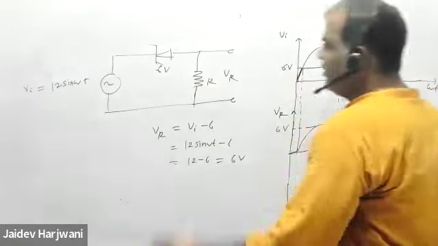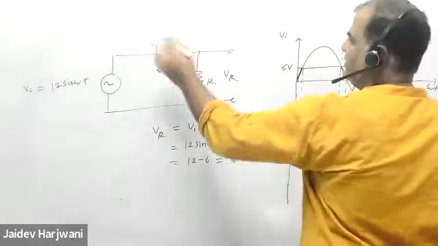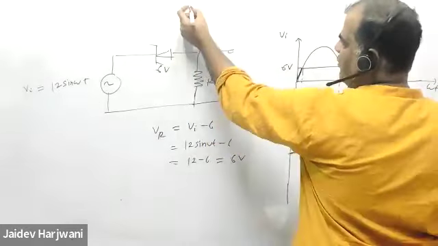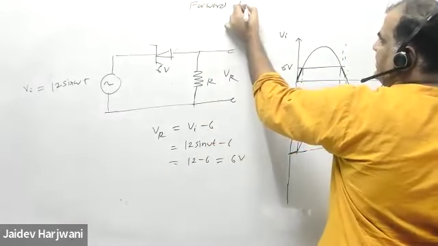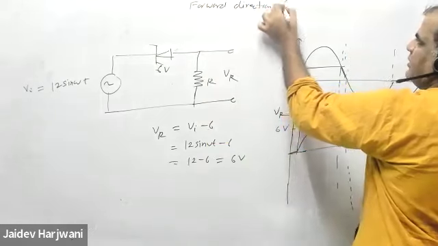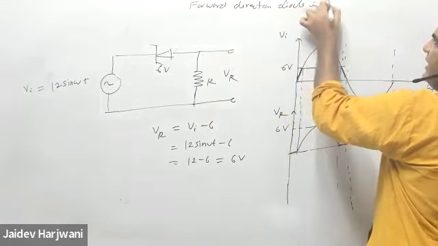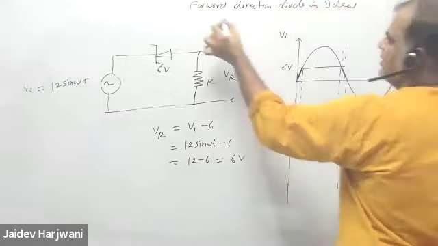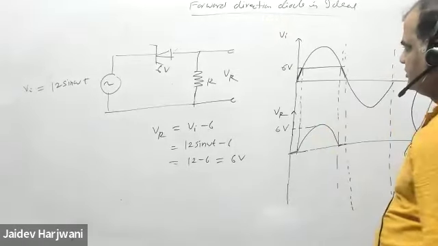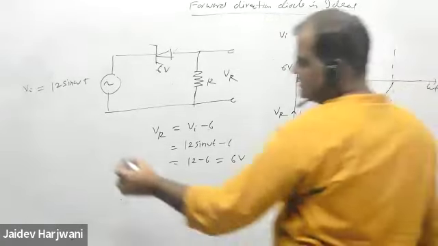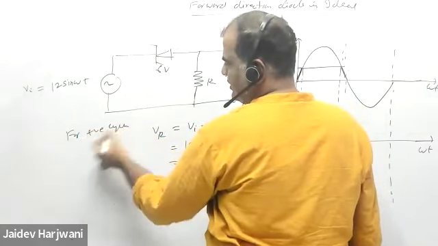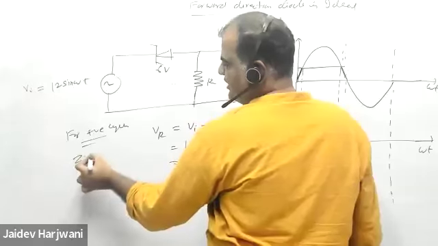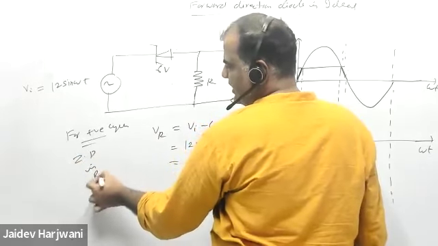And now this diode is ideal, it is given. In the forward direction, the diode is ideal. So this is for the positive cycle. For the positive cycle, the Zener diode is reverse bias.